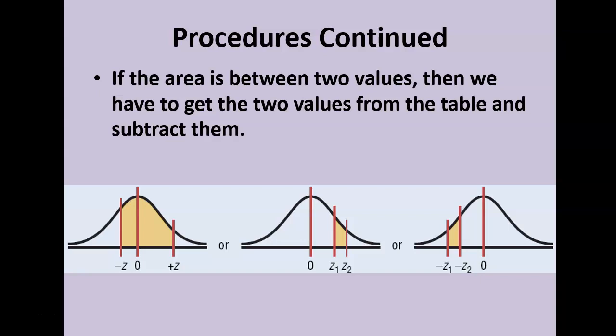So you have three situations that you got to be aware of. If you're looking for numbers that are less than or to the left, you're going to take the value from the table. If you're looking for values to the right or above a value, you're going to take the value from the table and subtract from 1. And if you're looking between two values, you're going to look both of those values up in the table and subtract them. Okay, so let's look at some examples here.